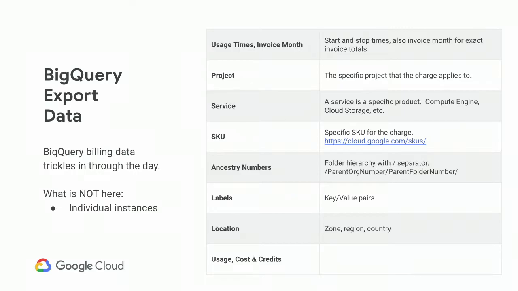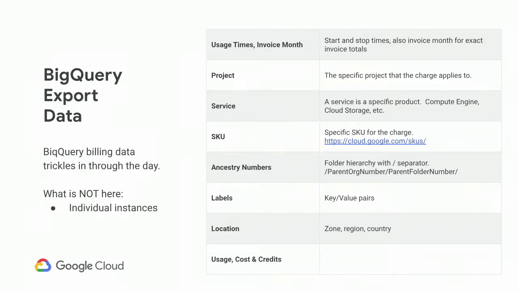Labels, key-value pairs, or nested data, are in there. Location, as in zone, region, country, whatever the appropriate thing is for the resource. Cloud Storage might show up as a country, versus a VM would show up in a region and a zone. And then usage, costs, and credits.